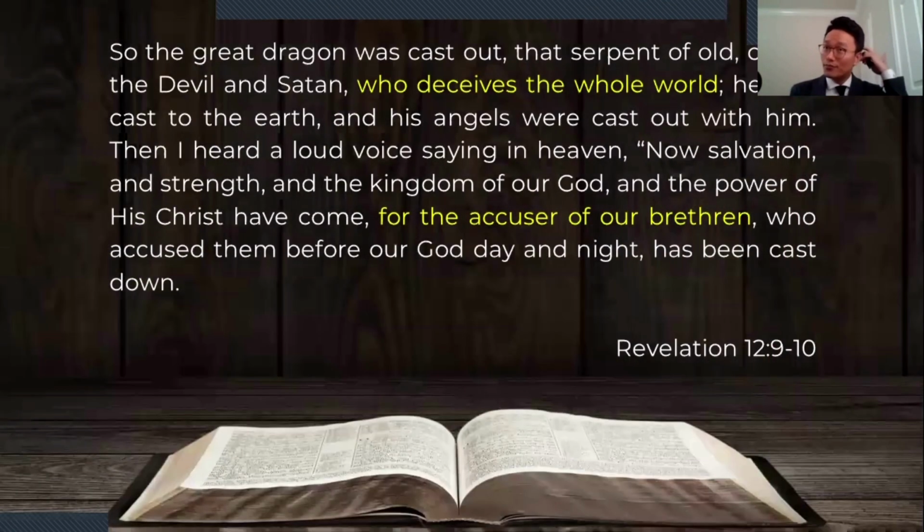So here, Revelation chapter 12 gives us a picture of who Satan really is. So the great dragon was cast out, the serpent of old, called the devil and Satan, who deceives the whole world. Satan deceives us all the time, the whole world. What is the purpose of Satan deceiving us? Because he wants us to choose against God's law.